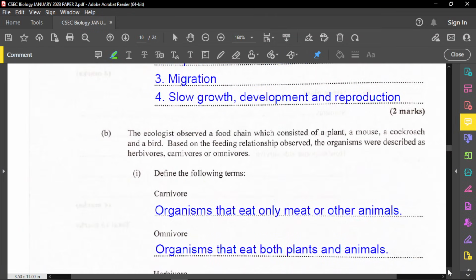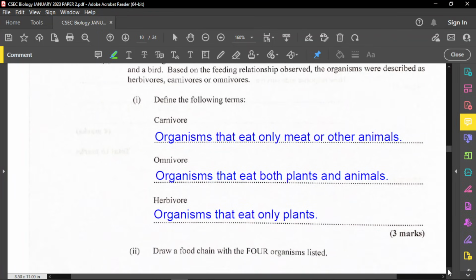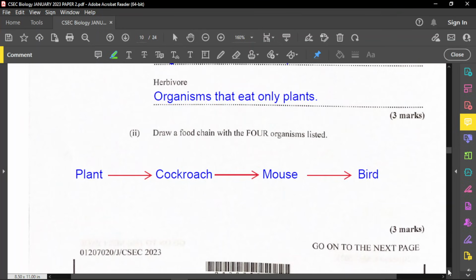All right, and so for part B, it said that the ecologist observed a food chain which consists of a plant, a mouse, a cockroach and a bird. And it's based on the feeding relationship observed. The organisms were described as herbivores, carnivores, and omnivores. And so define the following terms. A carnivore is an organism that eats meat or other animals. And omnivores, now, they eat both plants and animals. All right. And herbivores eat only plants. All right. And then draw a food chain with the 4 organisms listed.